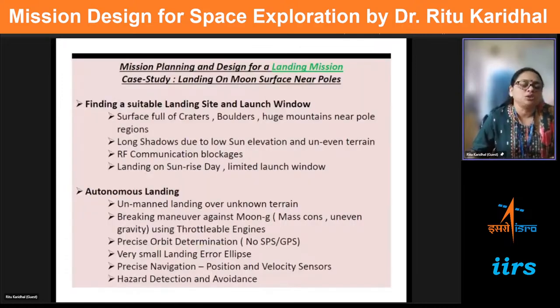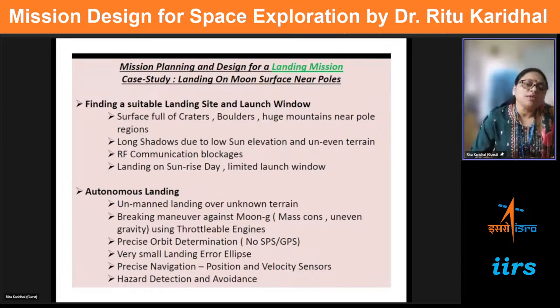Now, when we talk of a Martian landing, we are also talking about the moon landing. As I told initially, we have to land on the surface of the moon. But for a landing mission, the challenge is much more. Let me take a case study which we are currently seeing, the landing on the moon. Let us say we have to land near the poles. Why near the poles? Because from Chandrayaan-1 we have seen that there is a presence of water ice near the poles.